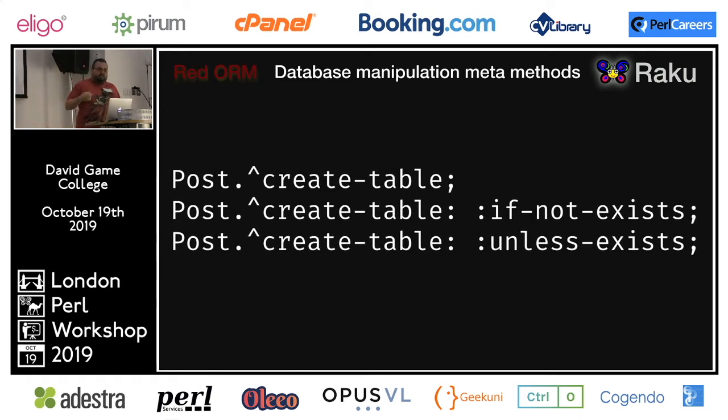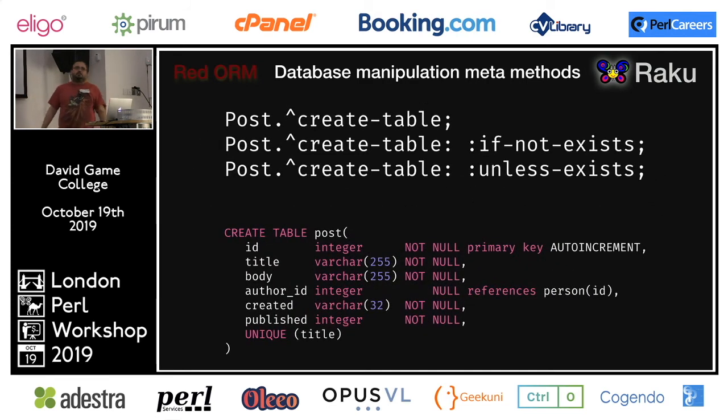Create-table can optionally receive the if-not-exists, or there are aliases one for the other, or unless-exists, that will just not break if the table already exists. And if you call Post.^create-table, it would just create the table like this SQL.